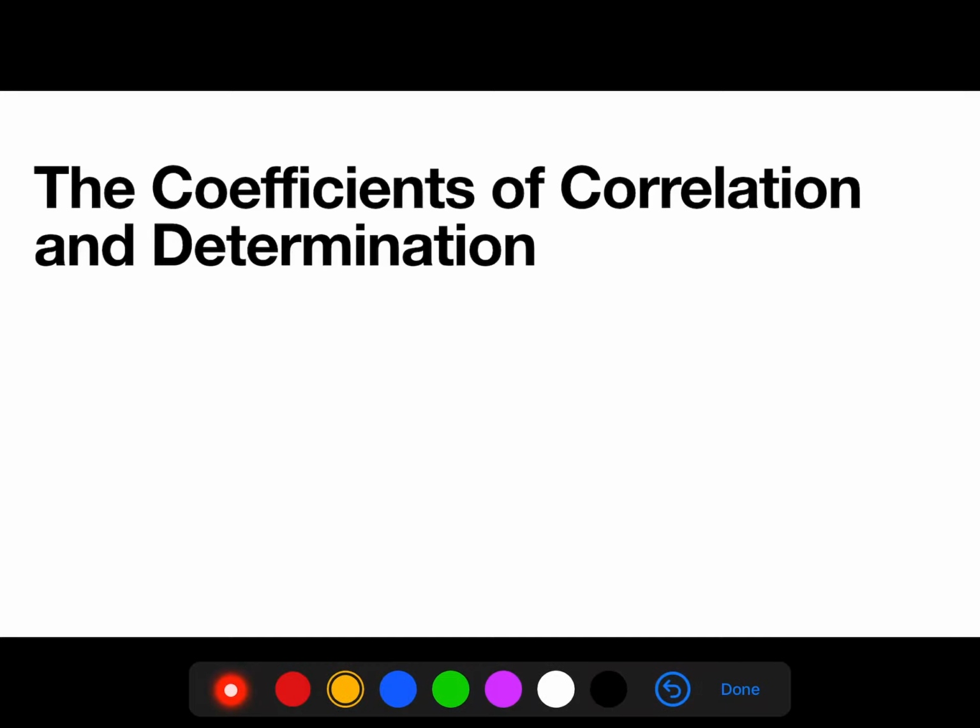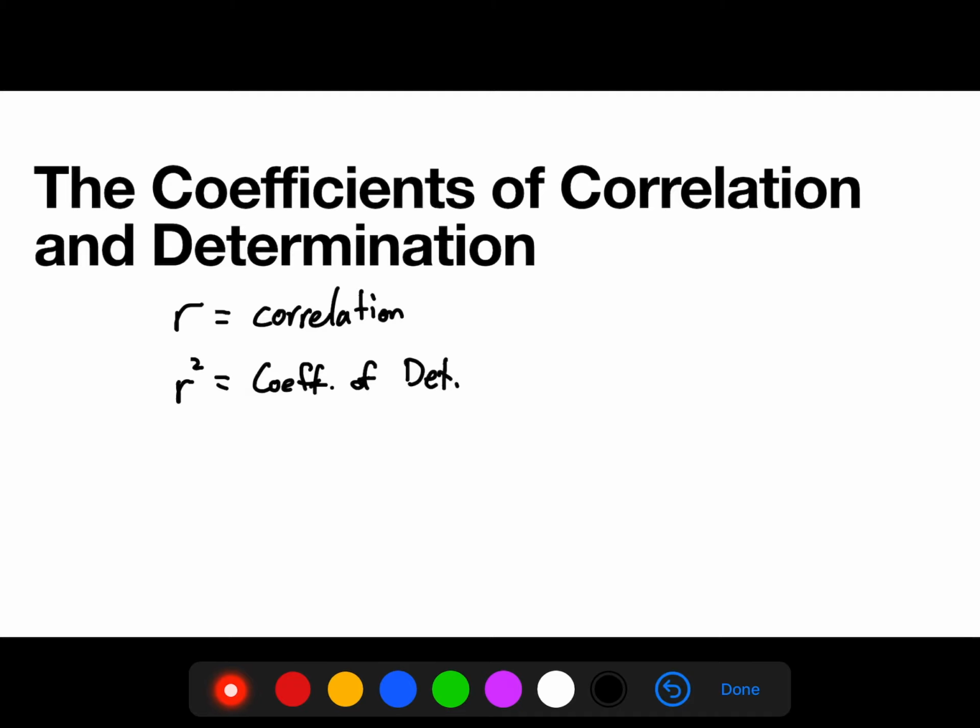Talk about the coefficients of correlation and determination. And this is the last video that we're going to do, and these are two important ideas. The first one is what we call R, and R is the correlation coefficient. And R squared is the coefficient of determination. And I'm not going to write all that out.